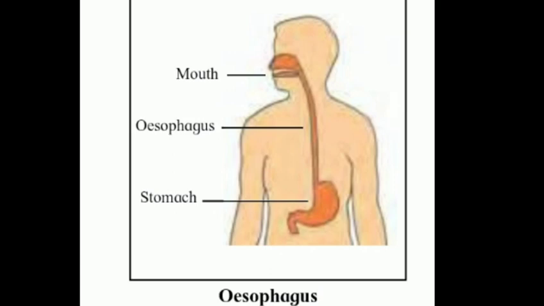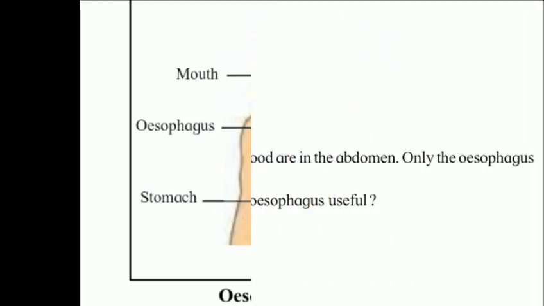Now see, from the oesophagus, it reaches the stomach, which is present in the abdominal cavity. The wall of the oesophagus is flexible, due to which the food is pushed forward into the stomach. The other name of oesophagus is gullet and it is present in the thoracic cavity.